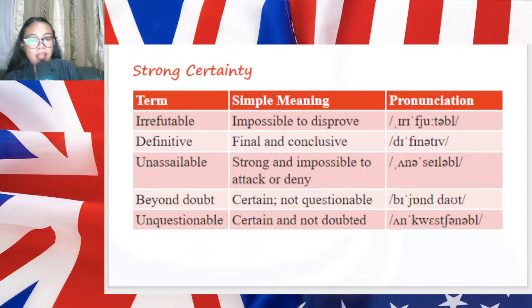So, lastly, we have unquestionable. The last term for this set on strong certainty is unquestionable, meaning certain and not doubted. It cannot be questioned, it is completely true. So unquestionable means something is clearly true and should not be doubted.